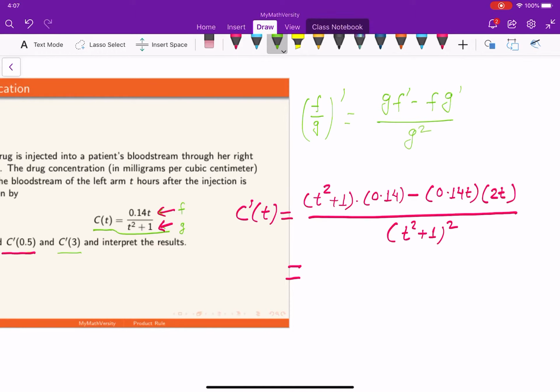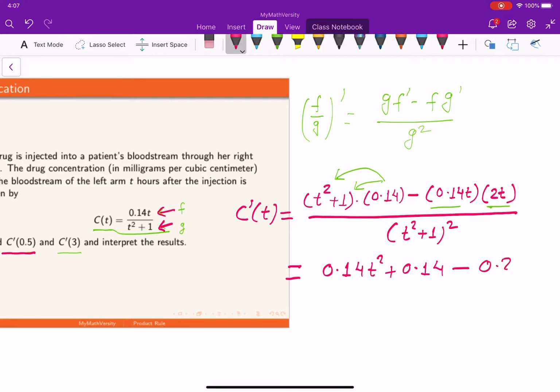Okay, so 0.14, distribute this over here, right? And then we get 0.14 T square plus 0.14. When we distribute by 0.14 we get that, and then minus 2T times 0.14 T. When you multiply those together, right, so what do you get?